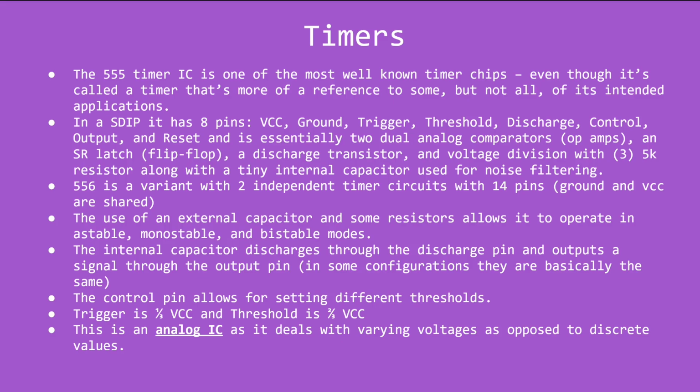The internal capacitor discharges through the discharge pin and outputs a signal through the output pin. The control pin allows for setting different thresholds. The trigger is at 1/3 VCC and the threshold is at 2/3 VCC. Depending on your configuration, that means the output turns on at 1/3 of VCC and shuts off at 2/3 VCC. And of course, this is an example of an IC that is analog, as it deals with varying voltages across the range instead of discrete values.